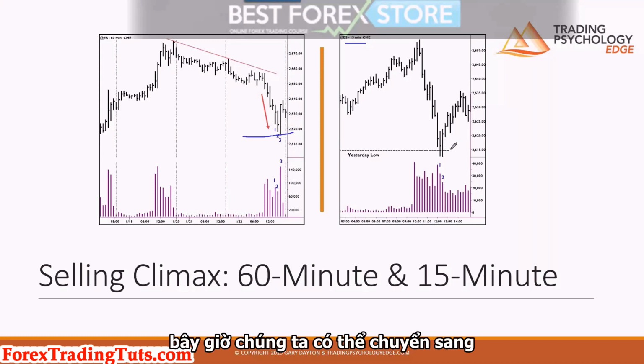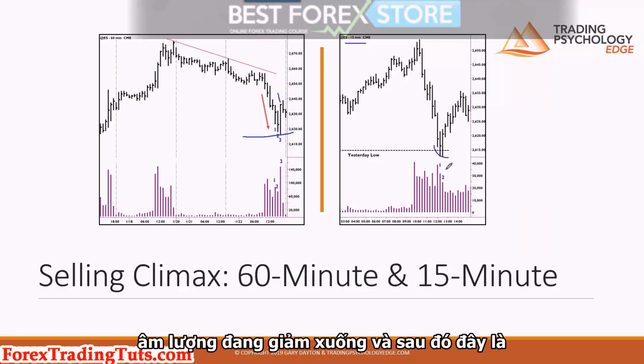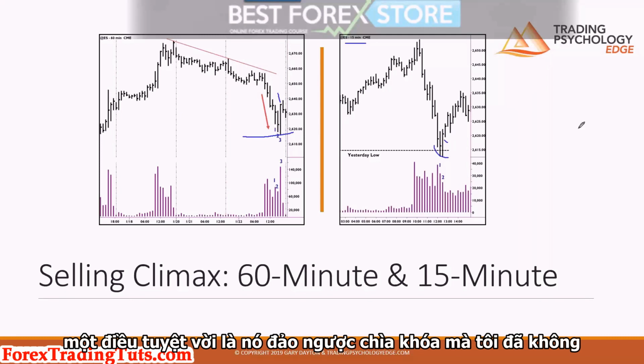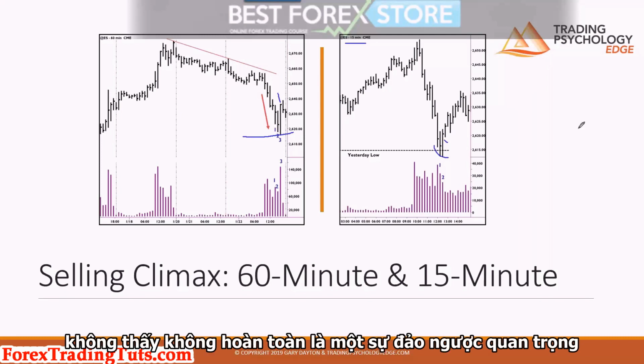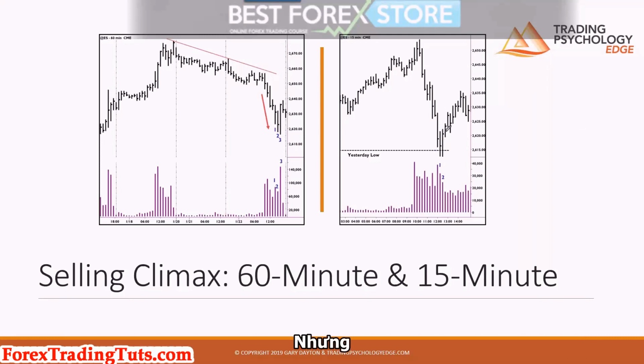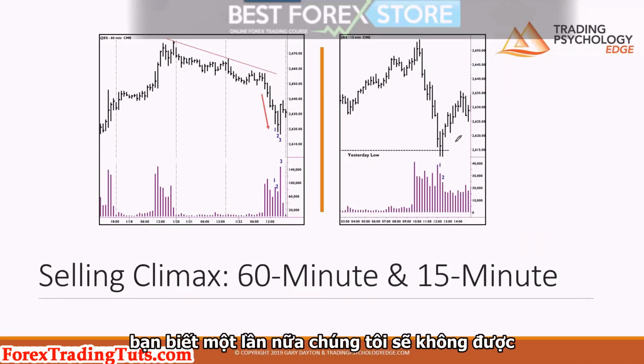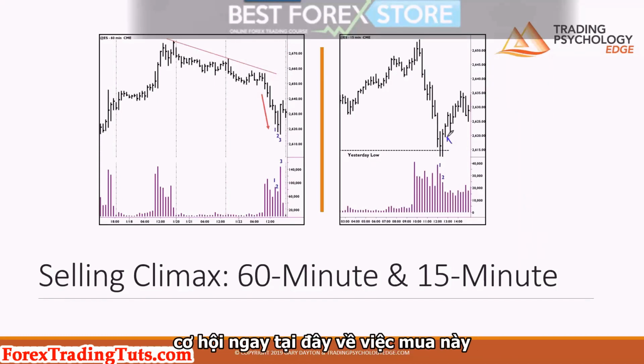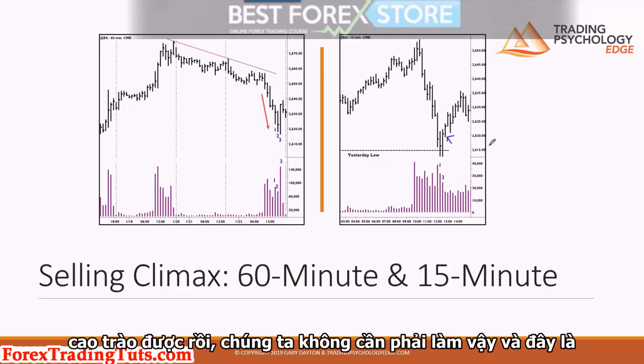We can shift now to the 15-minute chart before this bar 3 even really starts to fully unfold. We see again the shortening of the thrust. We see the closes are poor. This close is coming up. Volume is dropping off, and then this is a nice, is it a key reversal? Not quite a key reversal, but again, we're not going to be rigid about these things. So here's a buy opportunity right here on this buying climax.